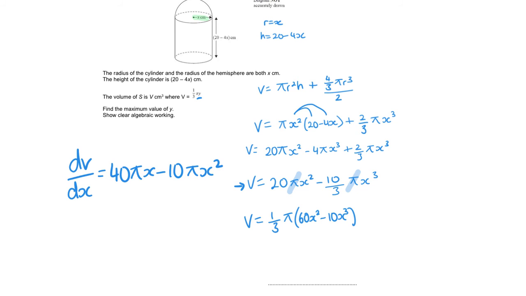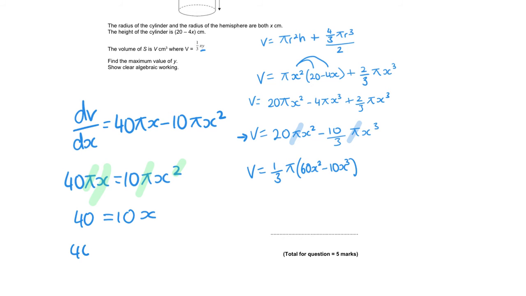What does this equal? It equals 0, because we're finding the maximum or minimum. So 40 pi x minus 10 pi x squared equals 0. I skipped a step. And then we can divide both sides by pi, and divide both sides by x. So I get 40 equals 10x. So 40 divided by 10 equals x. What does x equal? 4.